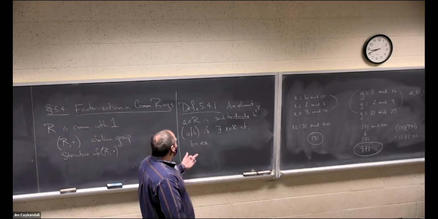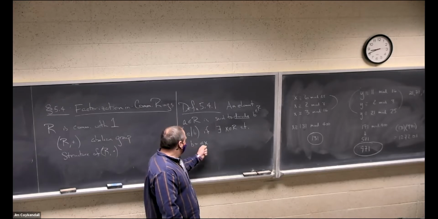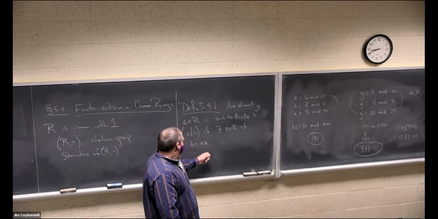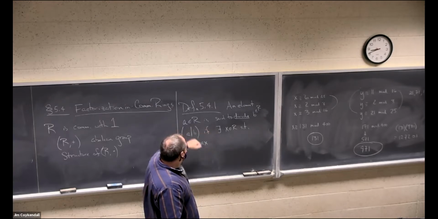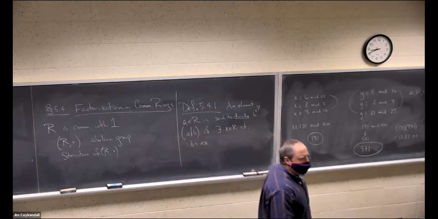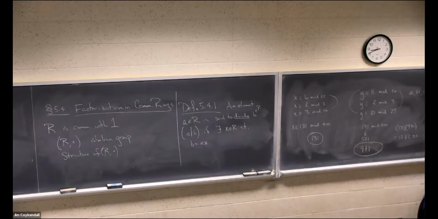Let me point out, you can sort of see how this works, right? B over A is X, if you think about it kind of intuitively. This is what we need to divide. We say that A divides B if B can be written as A times X.